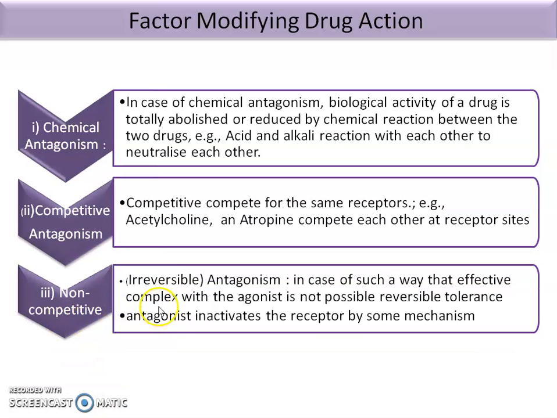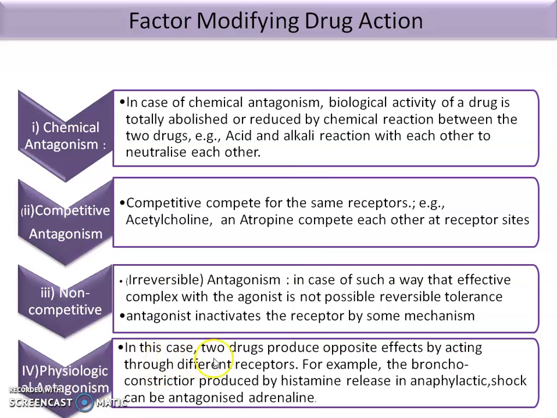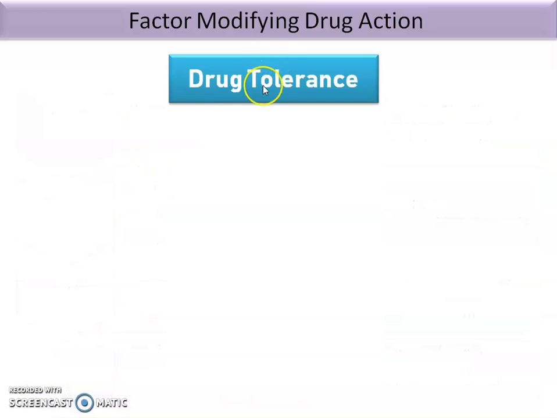Then non-competitive antagonism, which is also known as irreversible antagonism. In this type of antagonism, an effective complex with the agonist is not possible, or it may be reversible tolerance. In this case, the antagonist inactivates the receptor by some mechanism. Then physiological antagonism. In this case, two drugs produce opposite effects by acting through different receptors. Example: the bronchoconstriction produced by histamine released in anaphylactic shock can be antagonized by adrenaline. That means if we take two drugs, they give the opposite effect of each other.